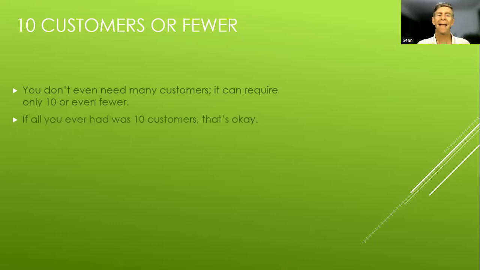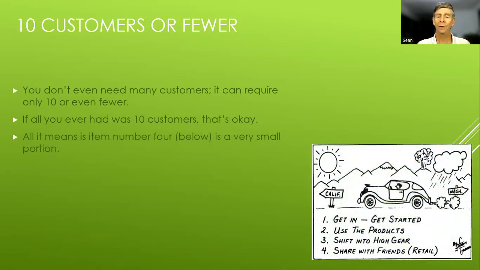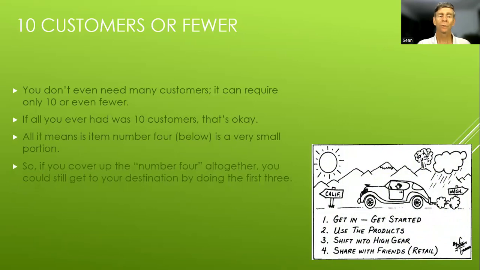If all you ever had was 10 customers, that's okay. All it means is item number 4 below is a very small portion. And that's where it is. Get in and get started. Use the products. Shift into higher gear. And share with friends, and retail them. So if you cover up the number 4 altogether, you could still get to your destination by doing the first 3.